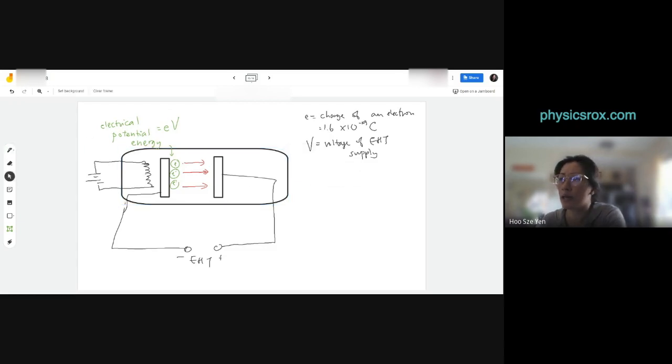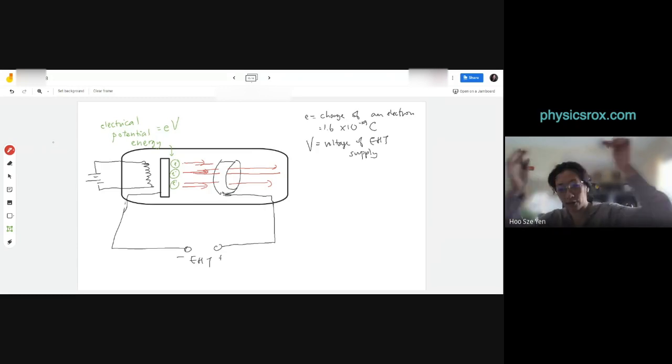So if we want to have a useful device that's based on the CRT, let's take television, for example. In this case, we don't have an anode like this. Your anode is the tunnel. So the electrons will go through to the other side, all of them go through like that. And where the screen is, that's where they put the fluorescent material.